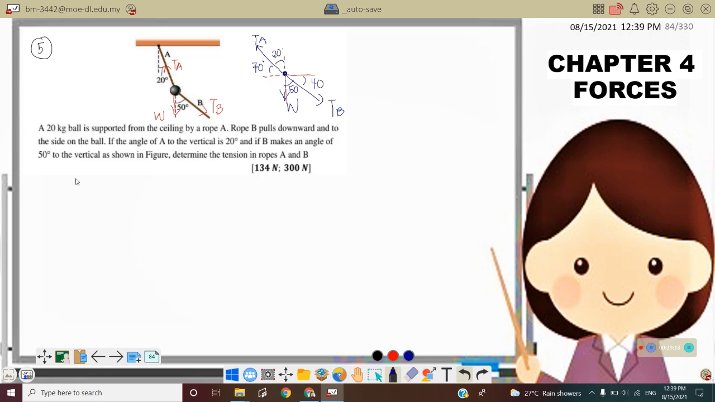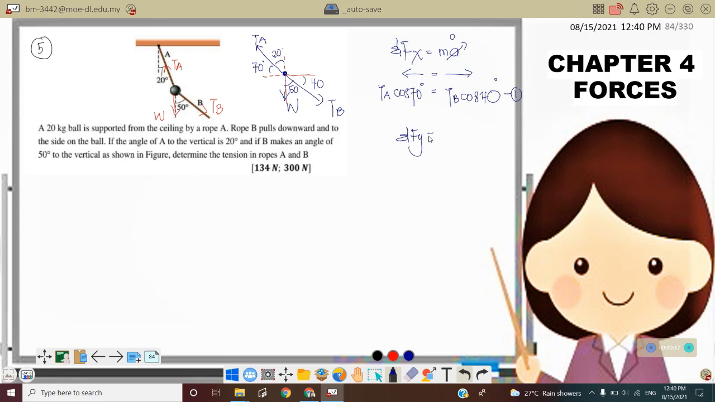Next we need to resolve it into x and y components. For the x component, Fx equals ma, and the question says it's not moving. It's in equilibrium, so we know that a is equal to 0. Because it's in equilibrium, the force acting left must equal the force acting right. To the left we have the x component of tension A, which is tension A cos 70, equal to the right, which is tension B cos 40. So this is our first equation, with tension A and tension B.